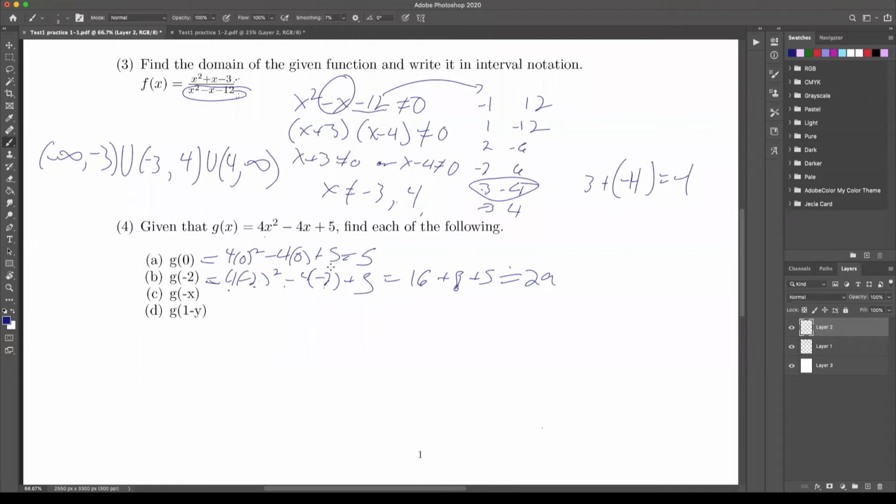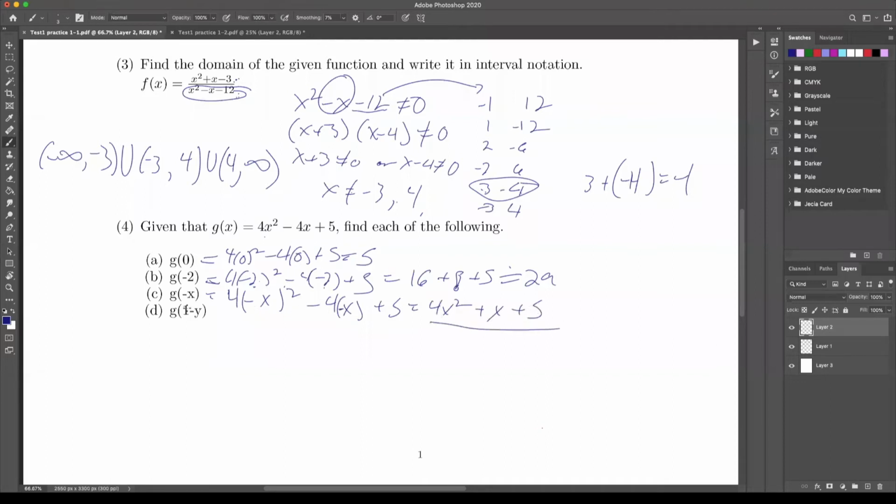So here, if it's 0, so here 0 becomes 5, which makes sense. If I plug in 0 here, I'm only going to have my constant term. If I plug in negative 2, I get 29. Here at negative x, I'm just going to plug that in, so it'll be 4 times negative x squared minus 4 times negative x plus 5 equals what? Well, negative x squared is just x squared, so 4x squared. Oops, I forgot my negative on this x, didn't I? Negative 4 times negative x is positive 4x plus 5. And so that's your answer.